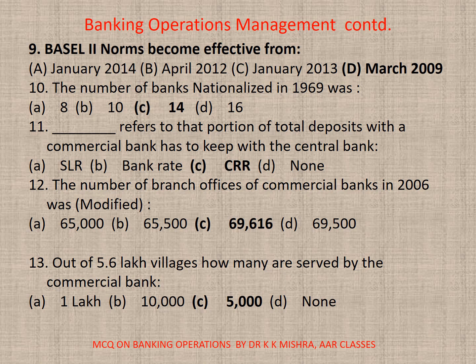13. Out of 5.6 lakh villages, how many are served by the commercial bank? A. 1 lakh, B. 10 lakh, C. 5,000, D. None. Correct option is C. 5,000.